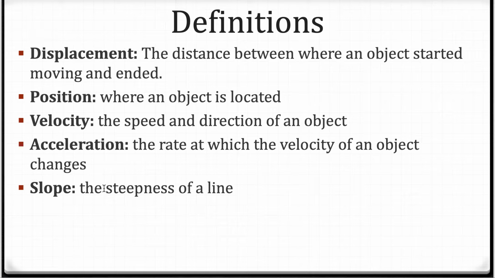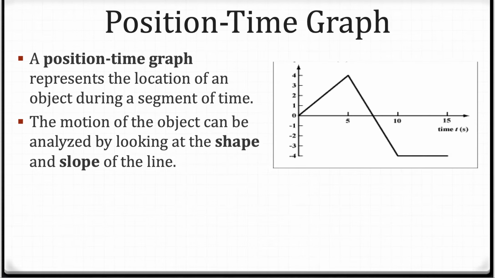The last thing is slope, which you hopefully have learned in a math class by now. Slope is simply the steepness of the line. We're going to review the formula for that here in a little bit. Moving on, our first type of motion graph is a position time graph. A position time graph represents the location of an object during a segment of time.